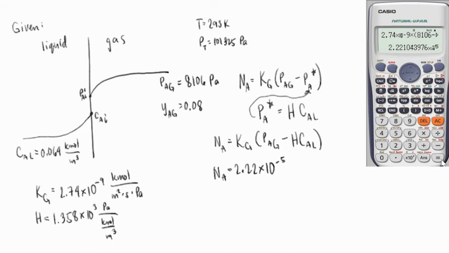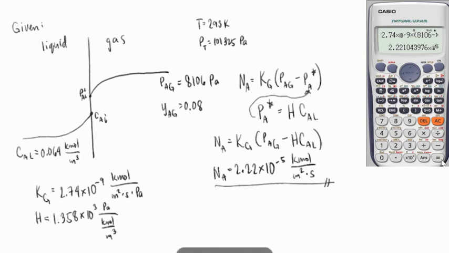Take a look at the cancellation of units. The terms inside of the parentheses have a unit of pascals because those both pertain to partial pressures. And then if you multiply pascals with kilomole per square meter per second per pascal, the units of capital Kg, you will be left with the usual units of flux, that is kilomole per square meter per second. We have now determined the molar flux of ammonia in the system.